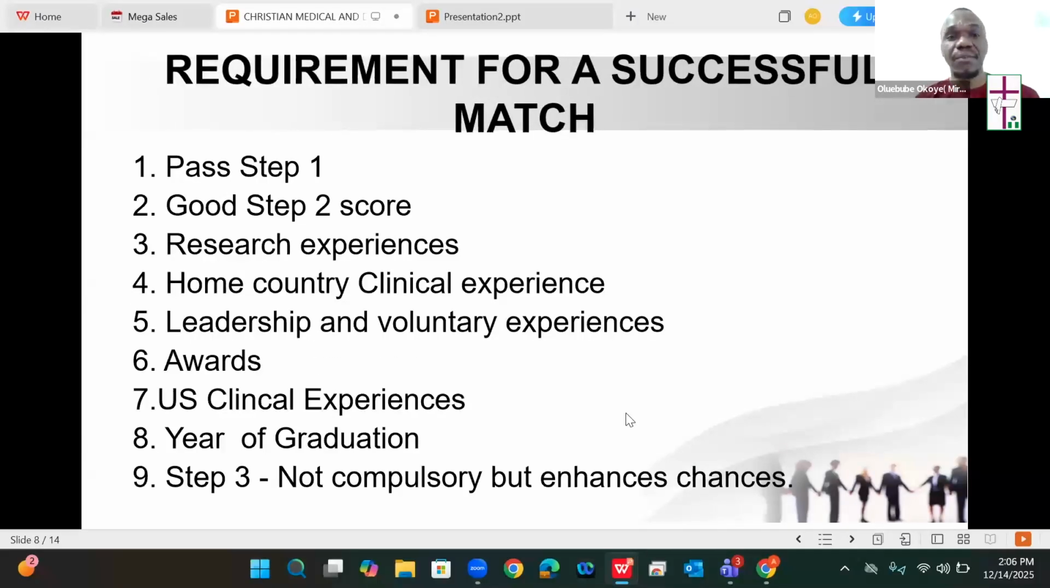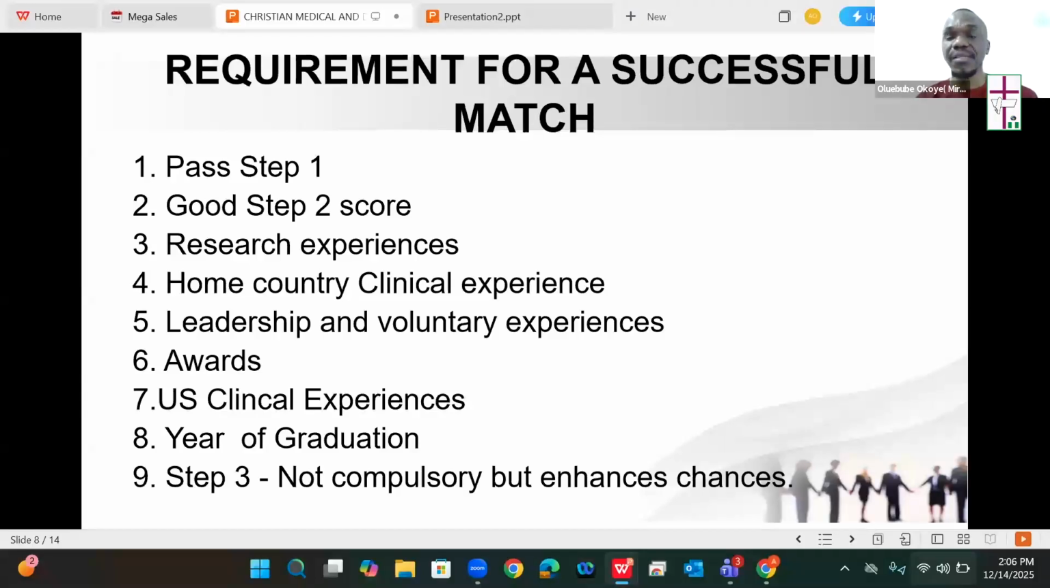Then what are the requirements for a successful match? I tell people, what do you need to know about a match? Is it about writing Step 1 and passing Step 1? Writing Step 2 and passing Step 2? Well, for now, Step 1 is just pass or fail. So you need to pass Step 1. Then you need to have a good Step 2 score, just a little bit above average.